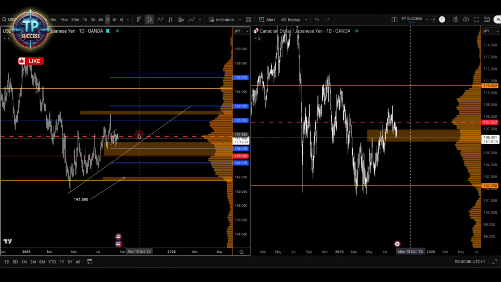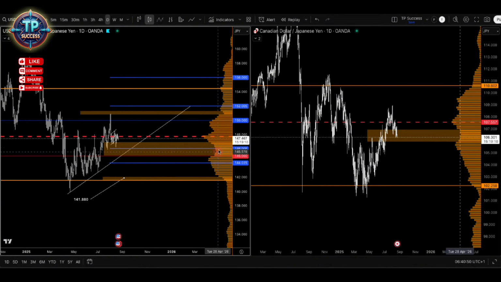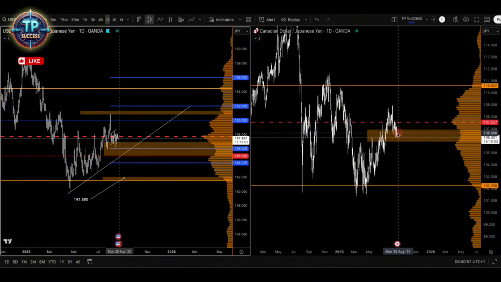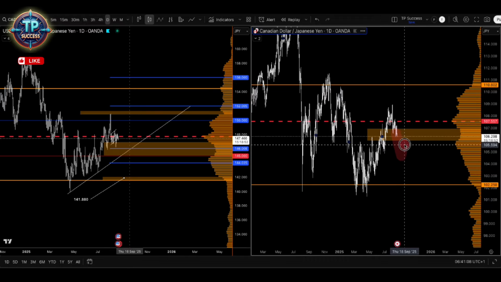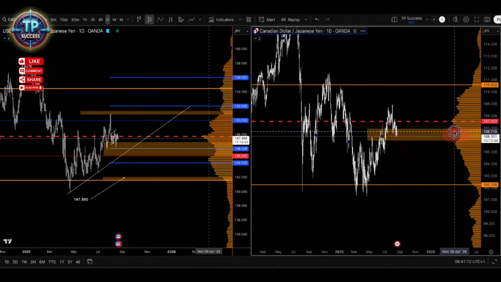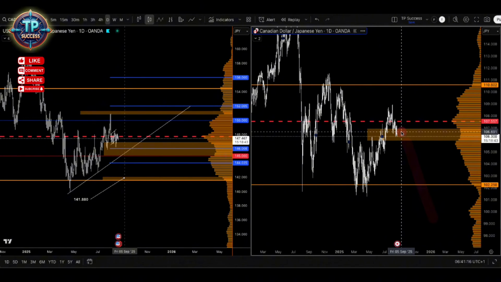The only difference with USDJPY is that it's moved away from this low volume node area right here, and in CADJPY we can see price is actually in the low volume node area, and it could do one of two things, which is either it goes through, comes back for a retest of this low volume node area, and then blasts off, right? It could do that, but it's in the zone.